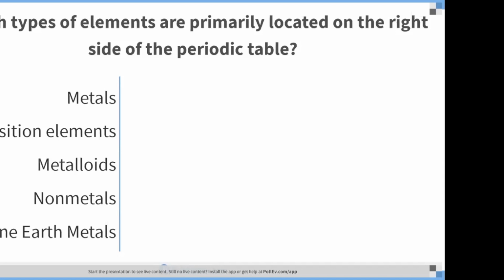On the right side of the periodic table, what do you have over there on the right side? We should both have the same right-hand side, right? If we're all looking at the same screen, right?